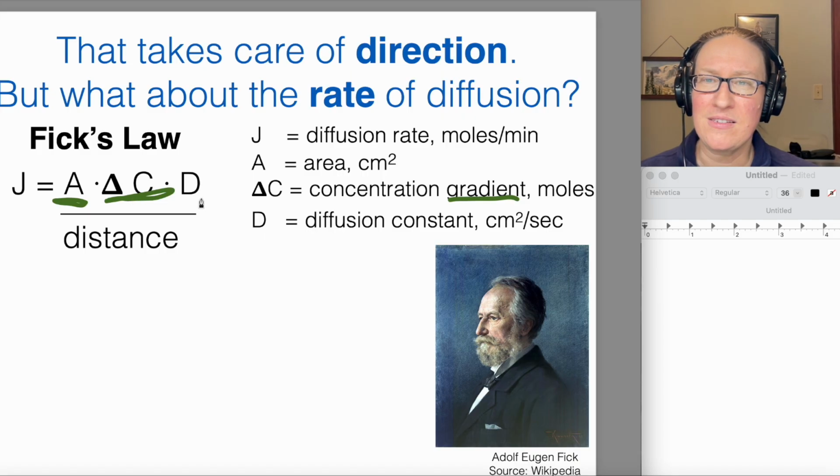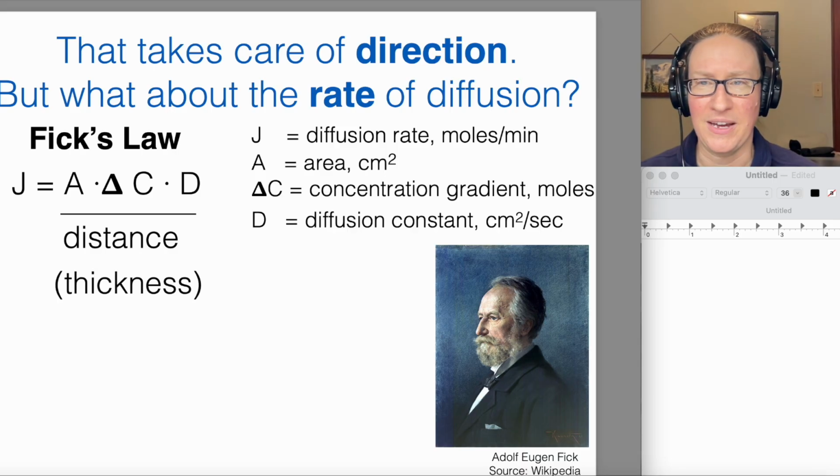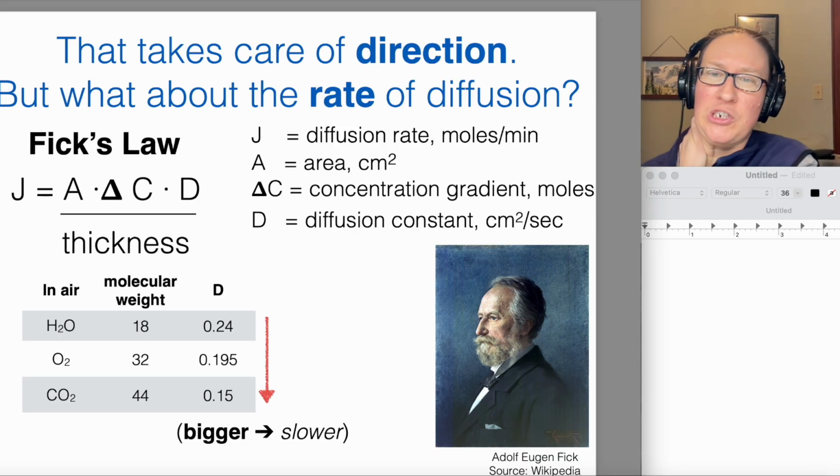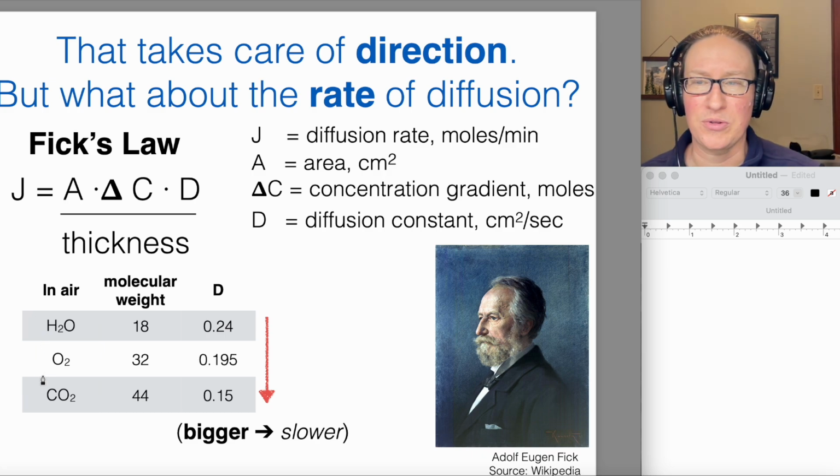And then the last coefficient in this equation is one that's worth talking about a little bit more. That's the diffusion constant. Okay. Let's first think about the rate of diffusion in air. Here are three substances that travel through air. You will note that I've also listed out the molecular weights of these substances, and I've listed out the D coefficient for these substances in air.